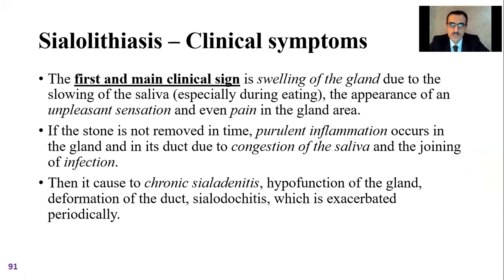If the stone is not removed in time, purulent inflammation develops in the glands due to the congestion of the saliva and the joining of infection. Then it causes chronic sialoadenitis, hypofunction of the gland, deformation of the duct, and sialodochitis, which is exacerbated periodically.